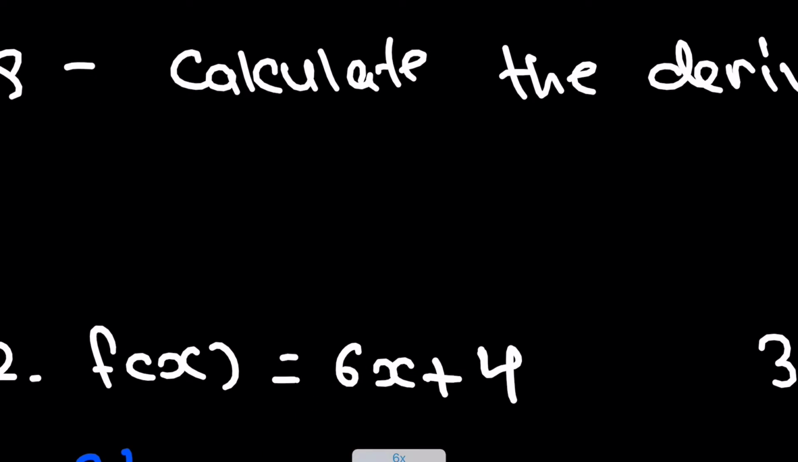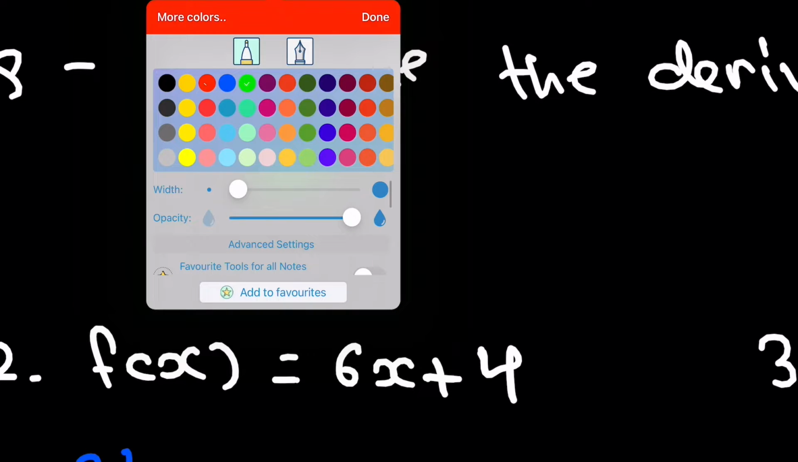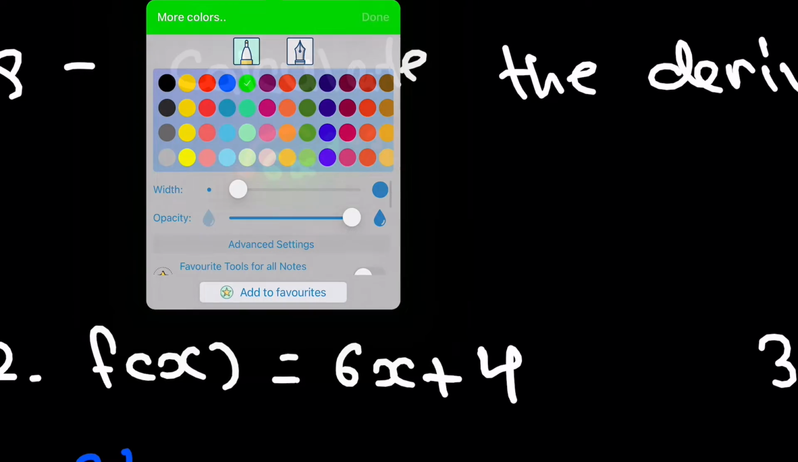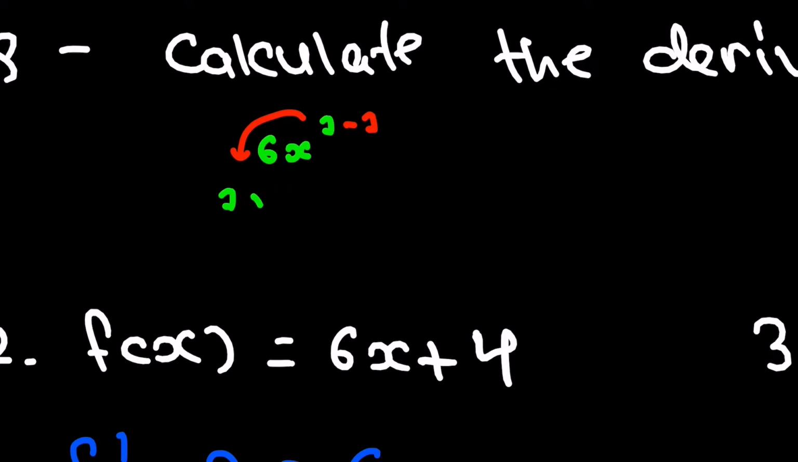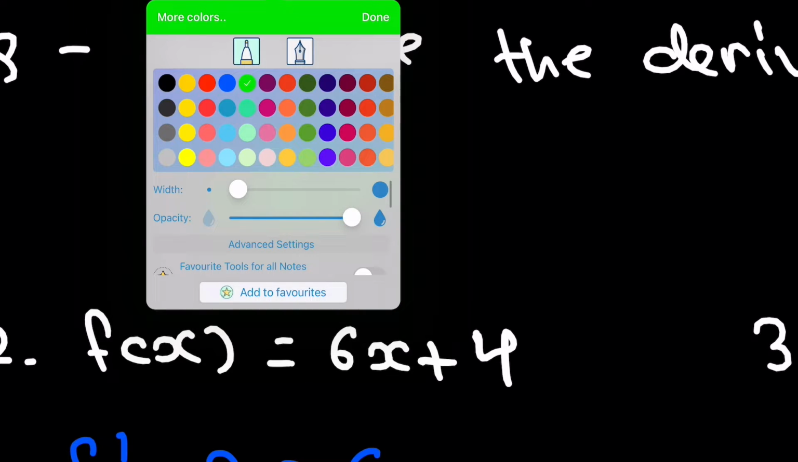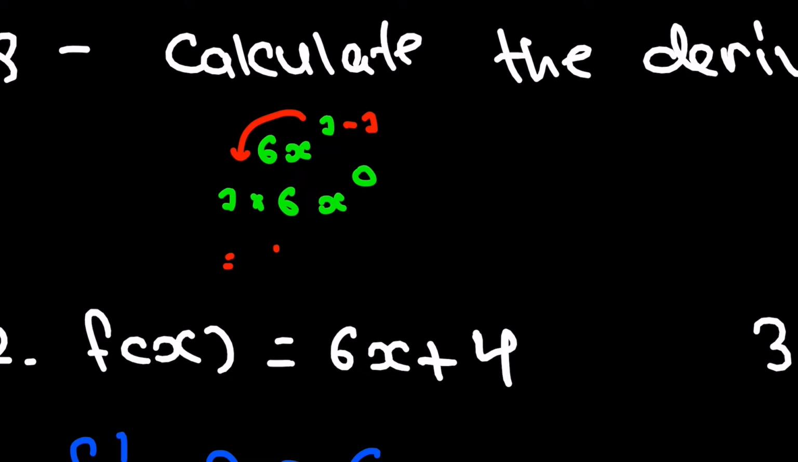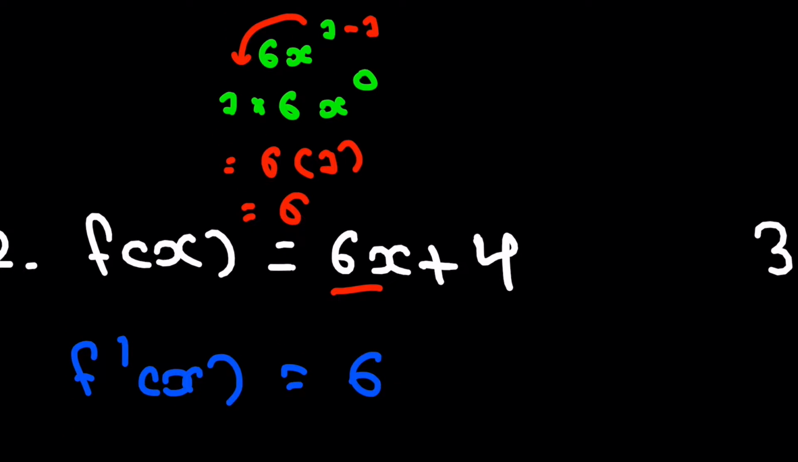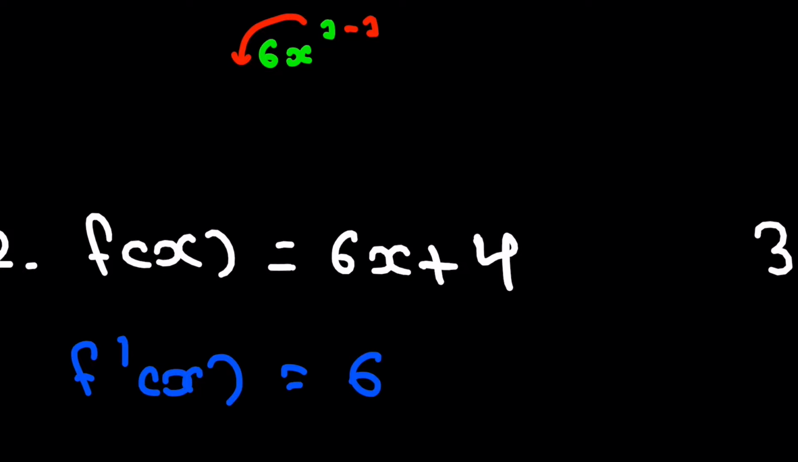6x is basically the same as 6x to the power of 1, right? If we were to take the derivative of this, we'd bring this 1 out to the front, multiply it with the 6, and we minus 1 from the index position. So this would give us 1 multiplied by 6, x to the power of 0. And 6 times 1 is just 6, and x to the power of 0 is just 1, so it's 6 times 1 equals 6. And that's why the derivative of 6x is just equal to 6. Okay, let's move on now.